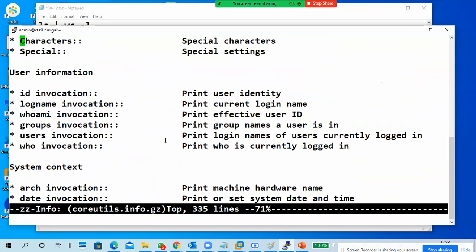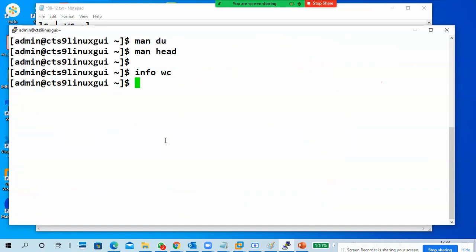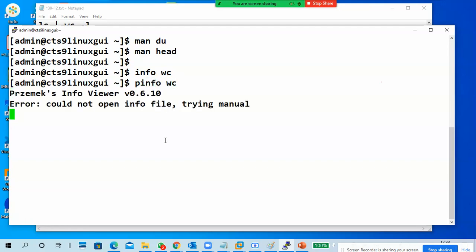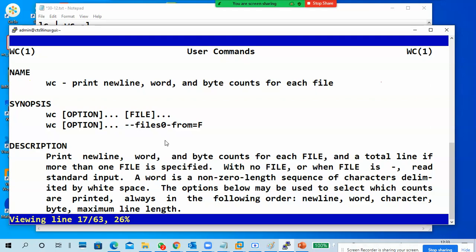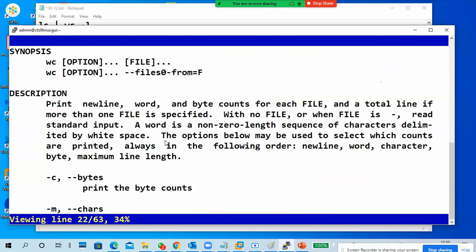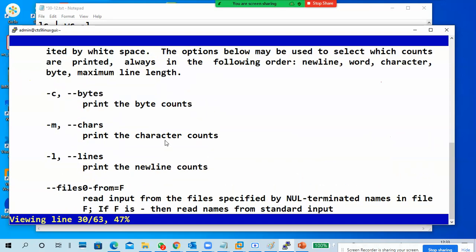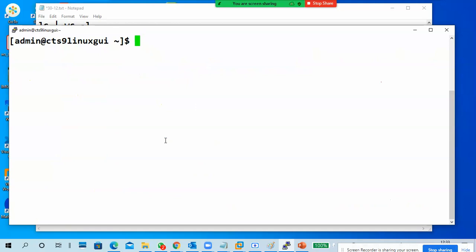This is entirely the information related to it. Info or pinfo, maybe pinfo is working or not. Maybe it will work. Yeah, this is pinfo. How to use it? You can see l means number of lines, w means words, m means characters, c means bytes. I told only a few options; some other options are also available. So I said man. Next is info, pinfo, hyphen help. These are the main important commands to get help on commands.